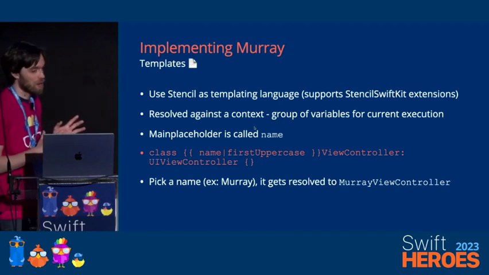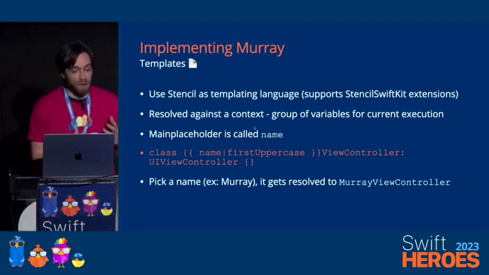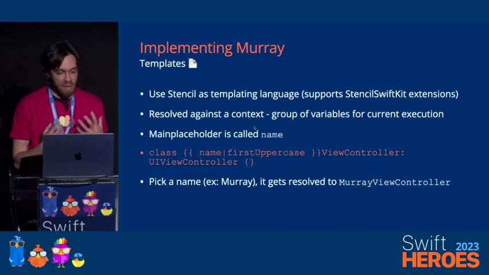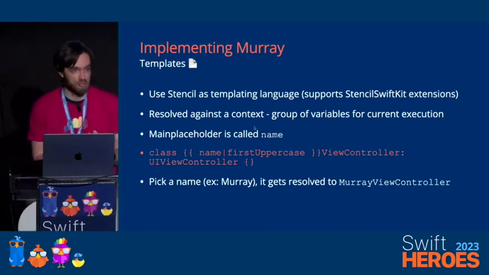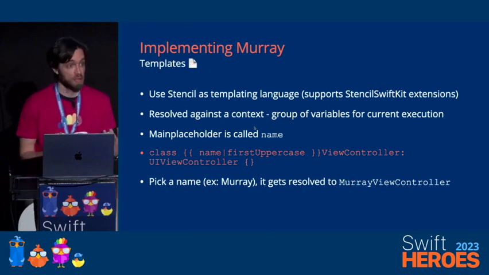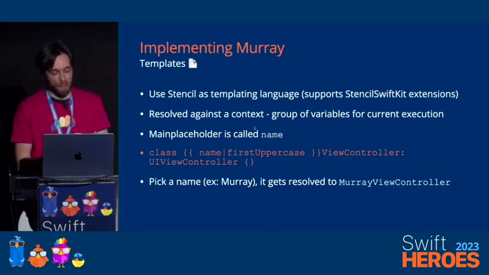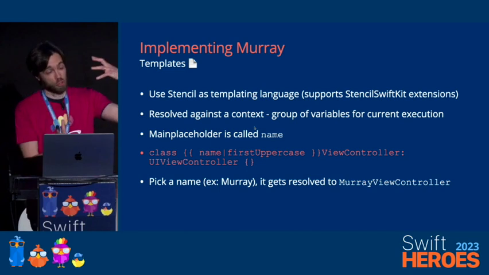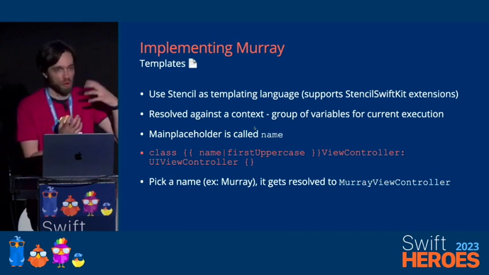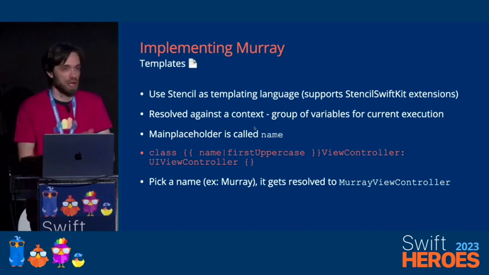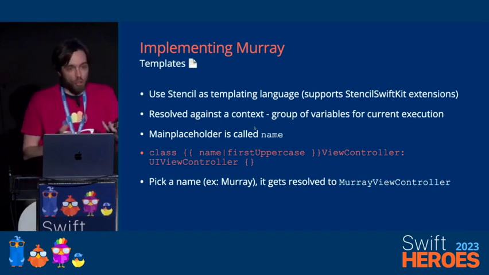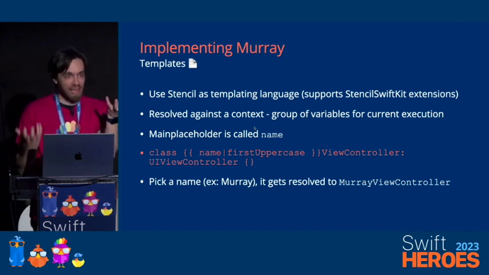What about implementing Mara? So you need templates. And apparently on Swift, the main approach to templates is the Stencil language. I don't know if you ever used it, but it's used by many other open source tools. They usually work by declaring an almost complete piece of code, Swift for example. Then you provide a context, which is a dictionary with key values, and then you resolve your template against your context.